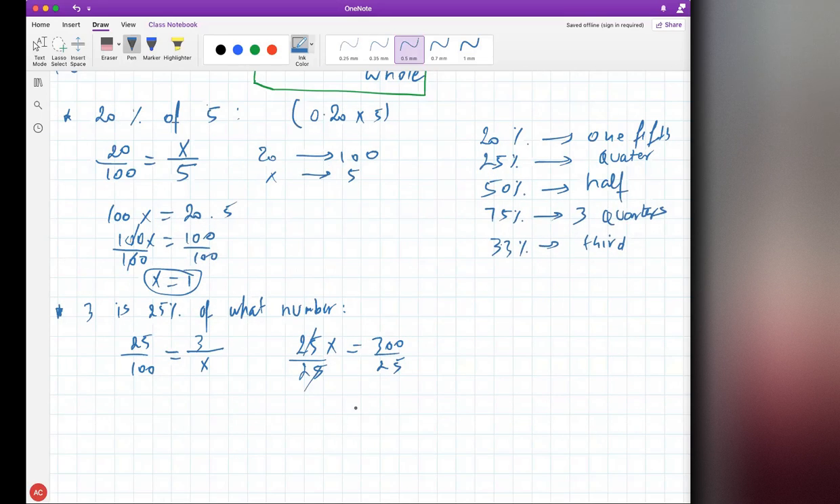So what is that equal to? X is, if you do the math here, 25 into... Professor, I am very confused right now.